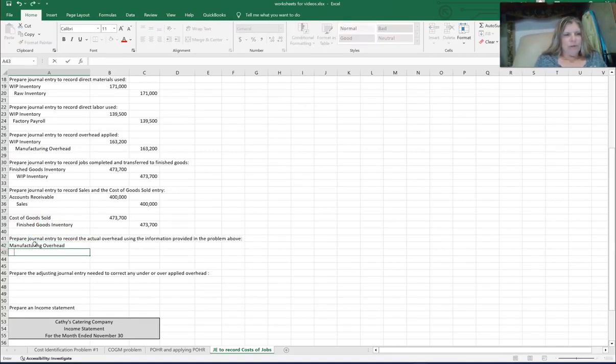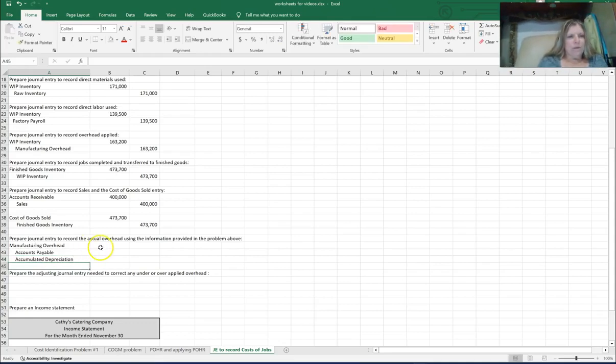And it said part of it gets credited to accounts payable, and the other part gets credited to accumulated depreciation. So our manufacturing overhead was $160,000, it said, and then it said accounts payable was $120,000, and the depreciation was $40,000.